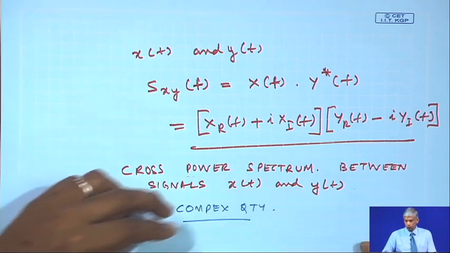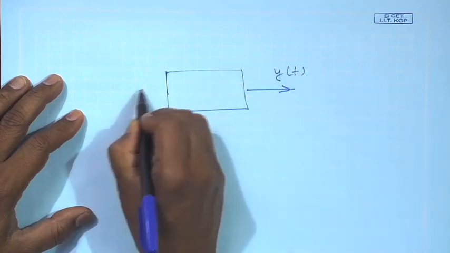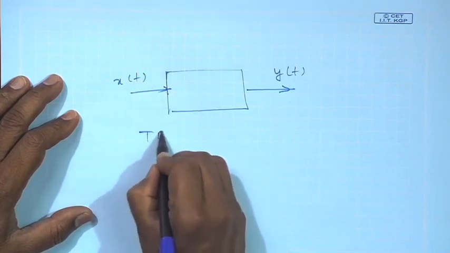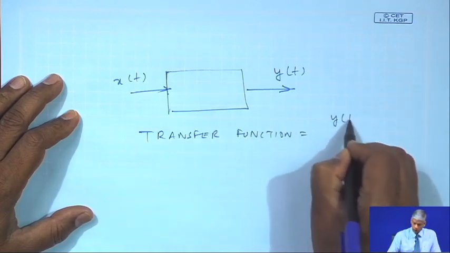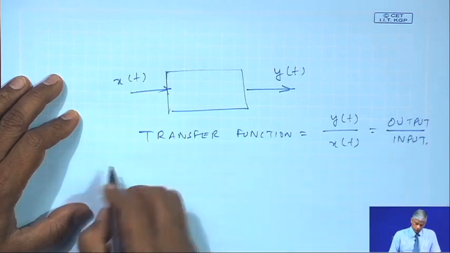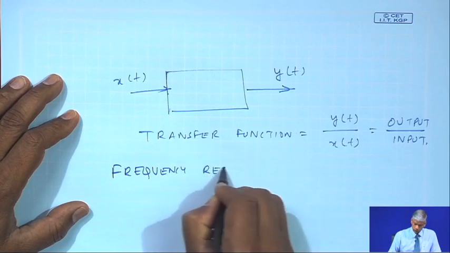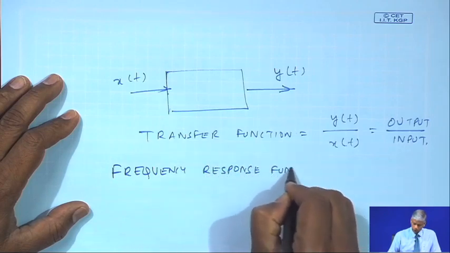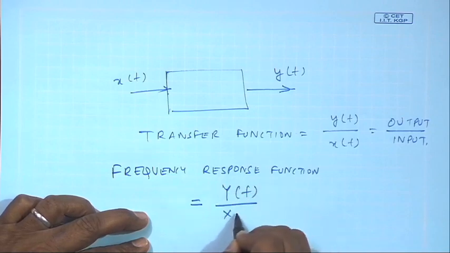Cross power spectrum is a complex quantity. So, this auto power spectrum and cross power spectrum are used to find out the frequency response of a system, like we saw the case for the plate. So, how do you do that? If I have a system, I will get some y(t) and x(t). The system's transfer function is nothing but y(t) by x(t), or output by input. So, I can find out the frequency response function as Y(f) by X(f).